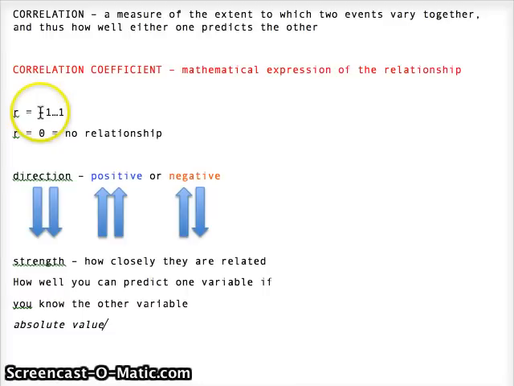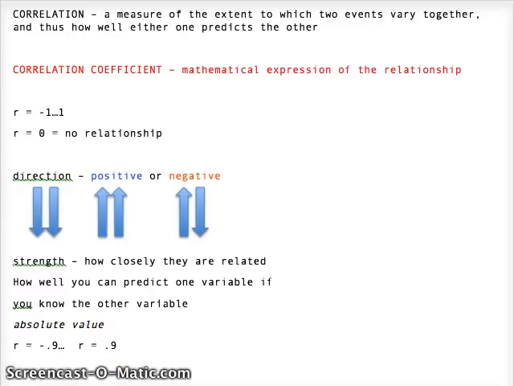So you ignore whether it's a negative number or a positive number, you just look at the absolute value. For example, a correlation coefficient of negative 0.9 has the exact same strength as a correlation coefficient of 0.9. It doesn't matter if one is negative or one is positive. It's the same number, absolute value.